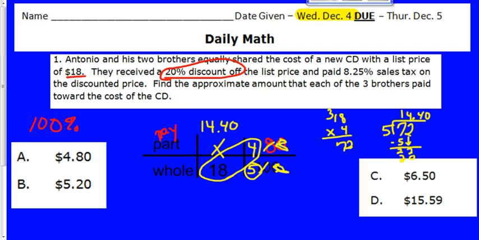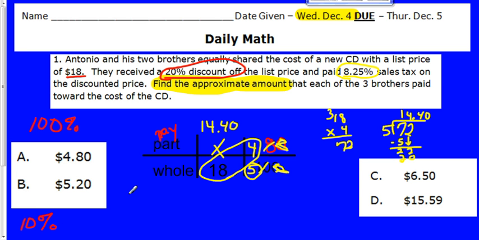Okay guys, one of the keywords I want to point out to you in this story is that it says find the approximate amount of each. The reason I wanted to point that out is because this percentage, 8.25, is a lot of work. I'm not sure if you've ever asked your parents, hey, do I have enough money to buy this? Well, 8.25% is close to 10%. And when you're finding 10% of anything, what you're doing is actually moving your decimal in one.